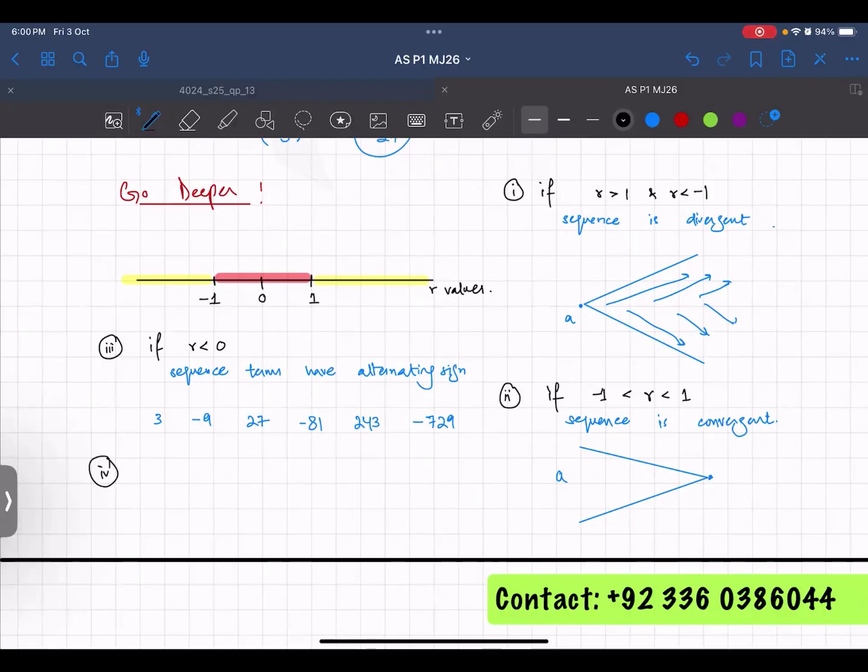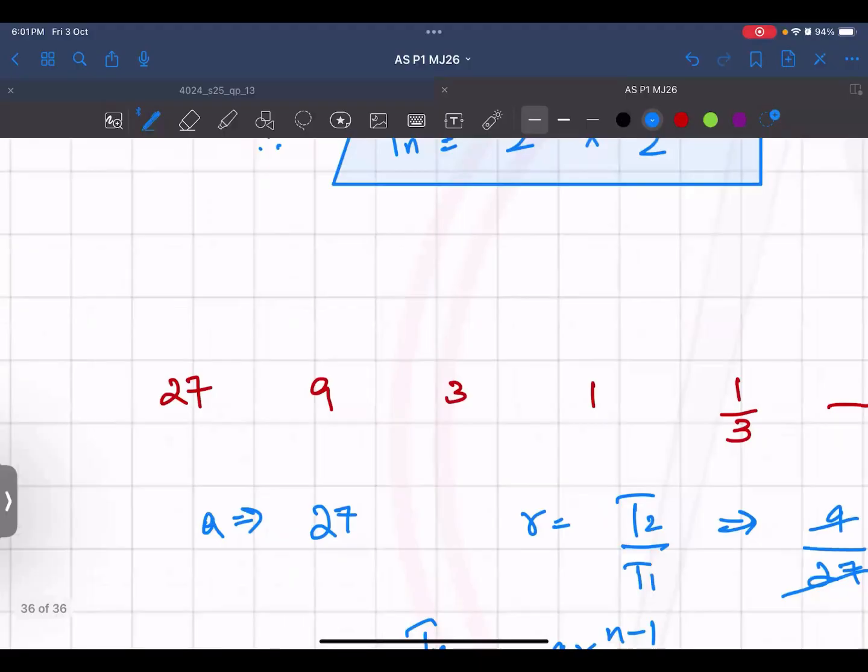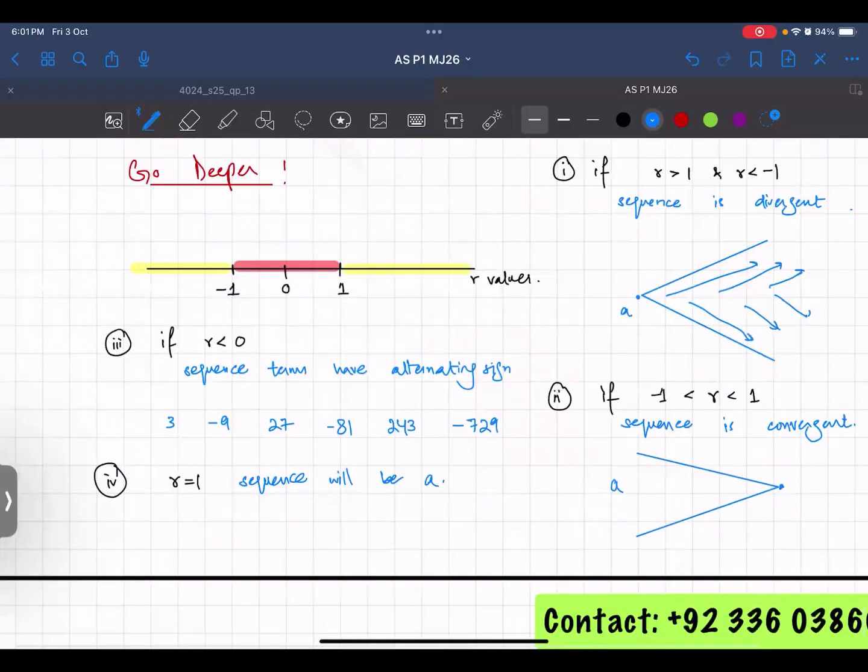If your R is equal to 1, your sequence will not change. The sequence will be the first term, because you're multiplying the next number by 1, then again by 1, then again by 1. So you will get the same term out of it, with no change across the terms. For example, you have 27, you multiply 27 by 1 and get 27 again. Then again 27, again 27, again 27. So your sequence won't change if your R is 1.